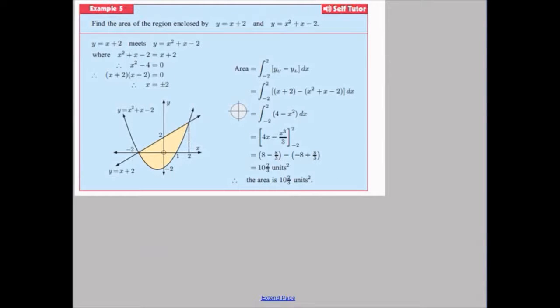Example 5. Find the area of the region enclosed by y equals x plus 2 and y equals x squared plus x subtract 2. Okay, so again, good idea to take a look at what these graphs look like so we know which one's upper and which one's lower. So we know what this graph looks like from our quadratics unit. We know how to graph this guy. We could figure out the zeros of it. Okay, so y equals x squared plus x subtract 2. We can determine the zeros.